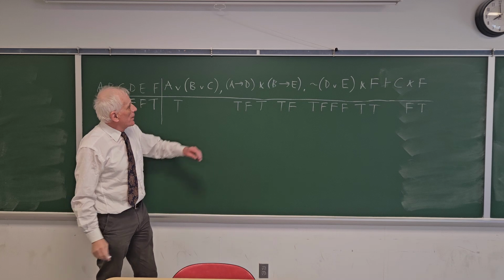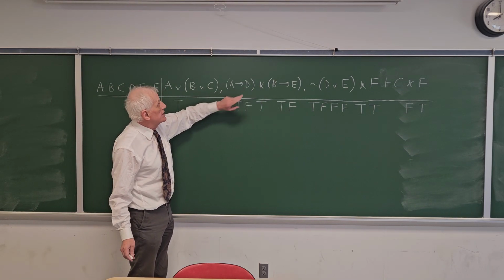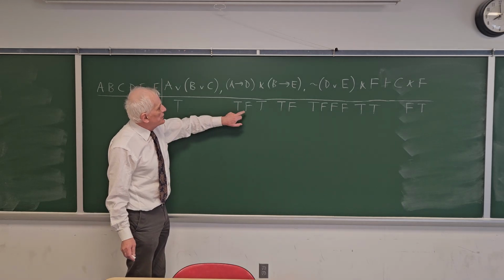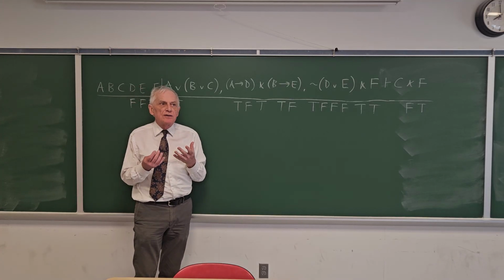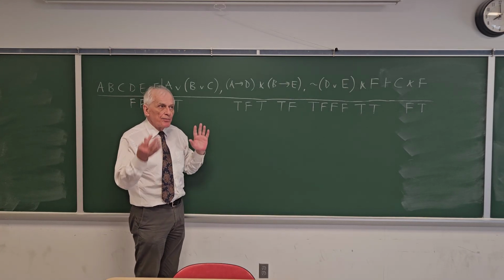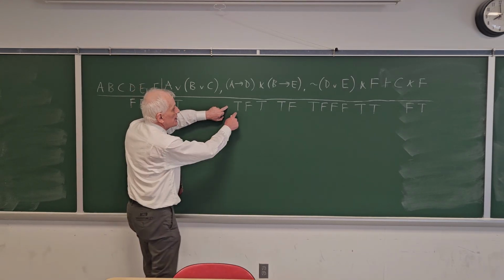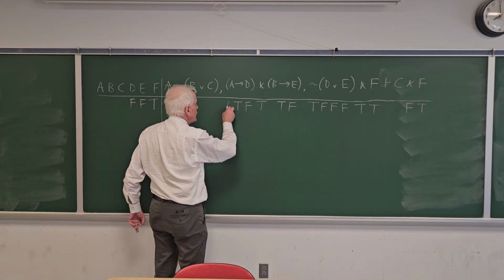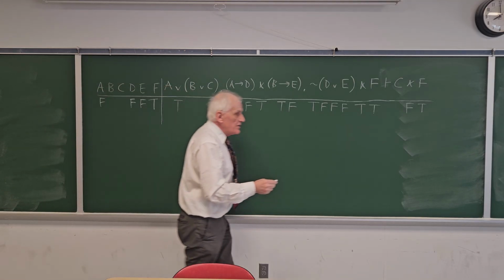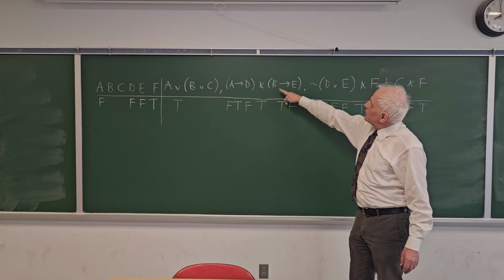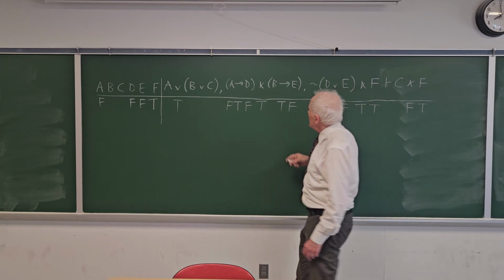And now, for this conjunction to be true, its left conjunct, the conditional, if A then D, must be true. But if D is false, if A were true, this would be false, because a conditional is false when its antecedent is true and its consequent is false. So we can't put true here, because then we have to make this F. So we have to put false here. And the same reasoning applies here. If B then E, but E is false. If B were true, we'd get false here, so B must be false.